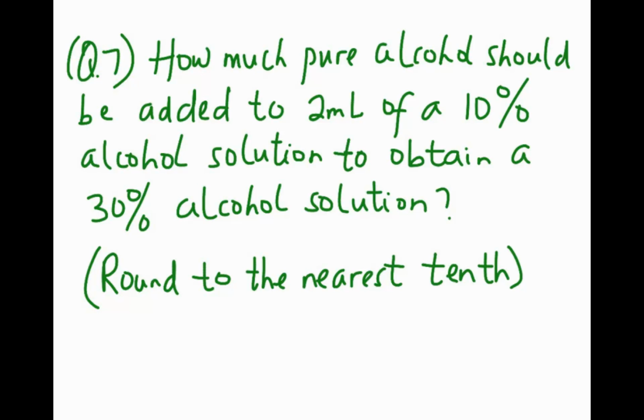Question 7. How much pure alcohol should be added to 2 milliliters of a 10% alcohol solution to obtain a 30% alcohol solution? Round to the nearest 10. At least this is simpler, right? Now, there's something here. Pure alcohol. So pure alcohol is what? 100%. Just take note of that. Pure alcohol means 100%. So this is like saying how much 100% solution should be added. That's the same thing. Okay, let's solve this. So, as usual, we have our solutions.